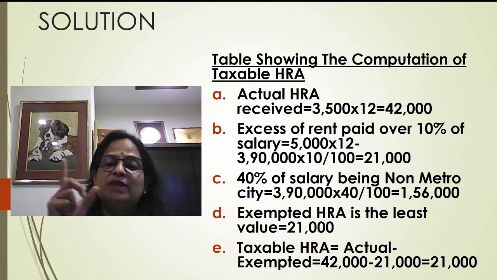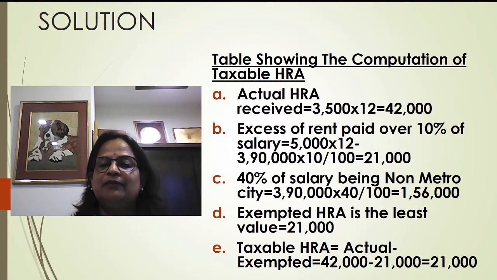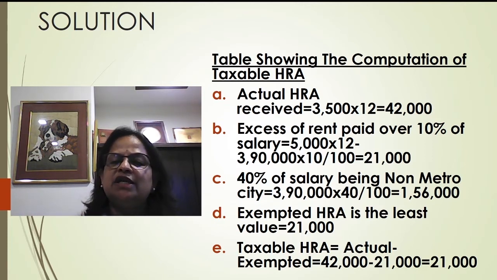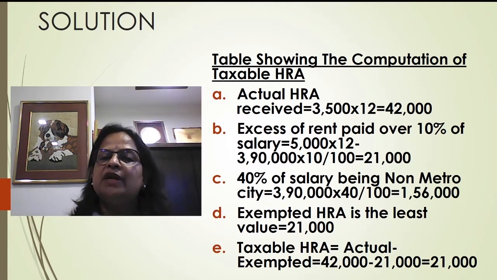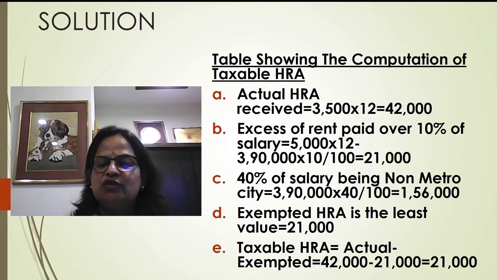Now you have to remember this person is working in Bangalore. If he was working in a metro, it would be 50% of salary. So 40% of salary, being a non-metro city. So 3,90,000 salary for computation of HRA we calculated, 3,90,000 into 40 by 100, 1,56,000. Now from this, which will be the exempted value? 42,000, 21,000 or 1,56,000. So exempted value is 21,000. Taxable HRA is equal to actual minus exempted. Actual HRA received is 42,000, exempted is 21,000, 21,000 will be taxable.